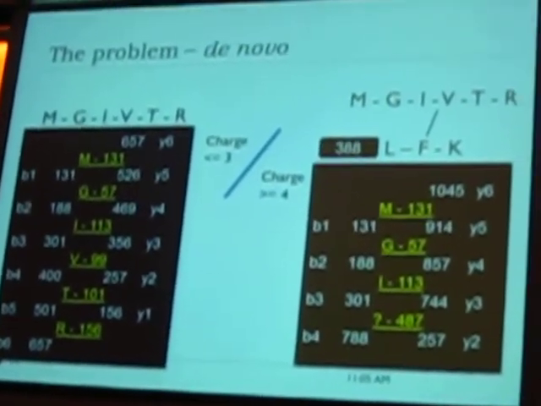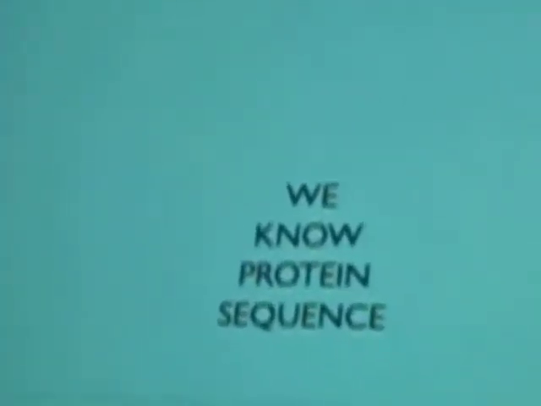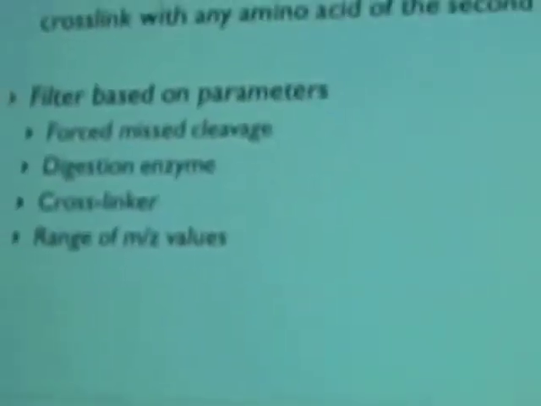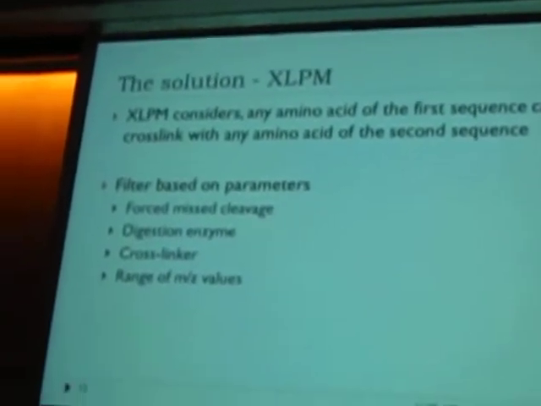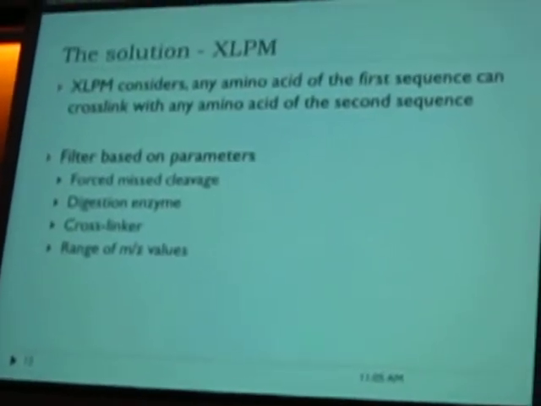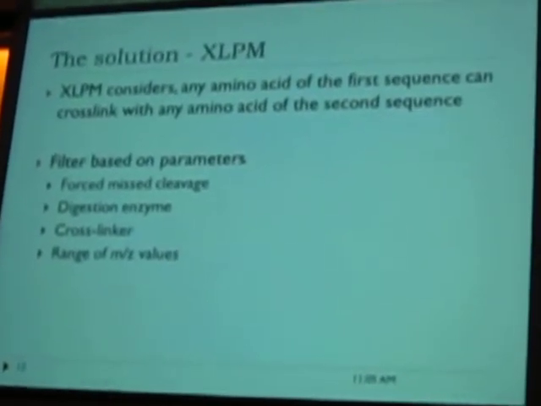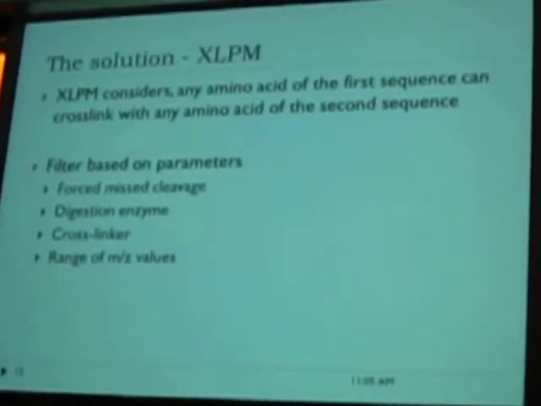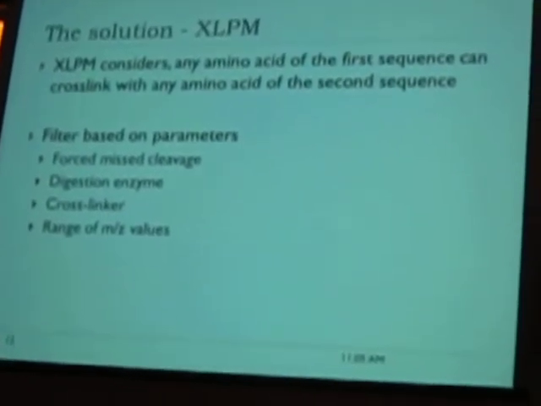Again, what comes to our advantage? We know the protein sequence. We know the protein sequence we are working with. And so to answer this question and get rid of these difficulties, we come up with XLPM, the cross-linked peptide mapping algorithm. Due to time limit, I am not discussing the algorithm in detail, but I am happy to share if someone likes. In general, XLPM starts with the protein sequences and assumes that any amino acid of one protein sequence can interact with any amino acid of another protein sequence. It can cross-link with any amino acid, all the possibilities.